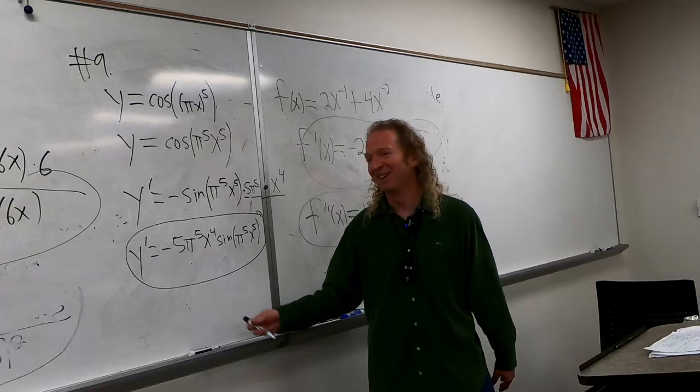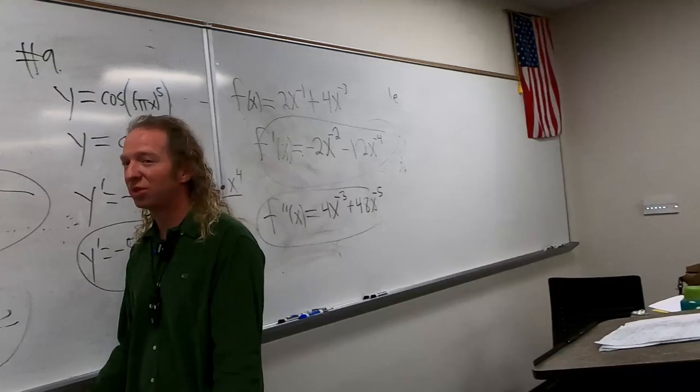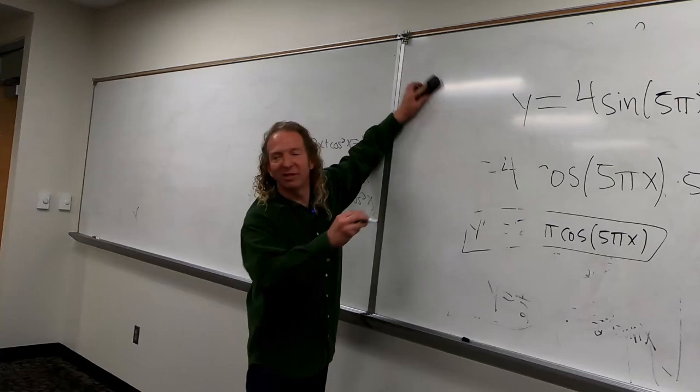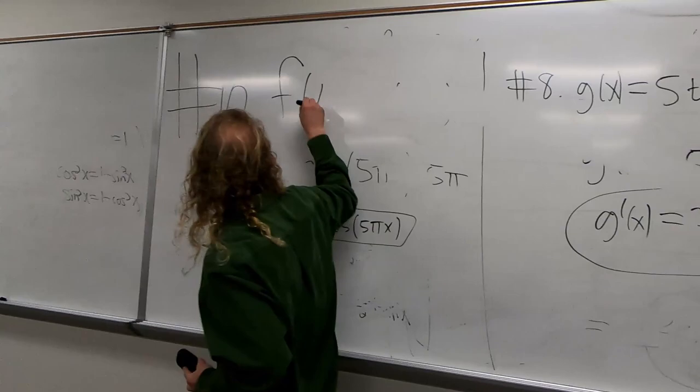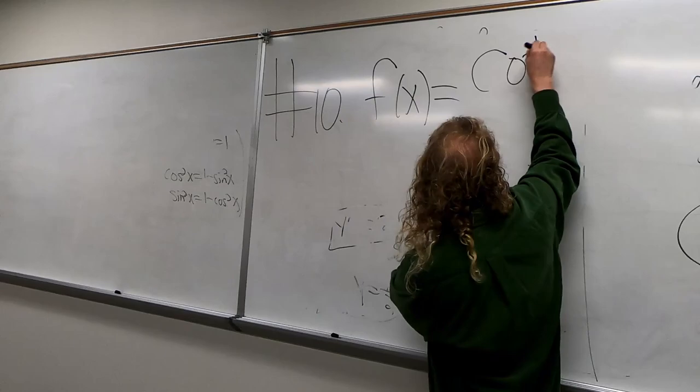It's terrible. Number 10 looks really interesting. I think we should try it. I don't know what's gonna happen, so let's try to do it. Number 10. So it's f of x equals cotangent of x over sine of x. So f of x equals cotangent of x over sine of x.